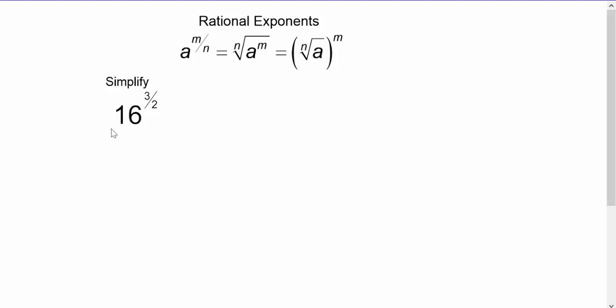And we're asked to simplify 16 to the 3/2. Now you can do that on your calculator, but I won't give you a calculator to do it on any kind of assessment. So we need to know how to do this without a calculator.